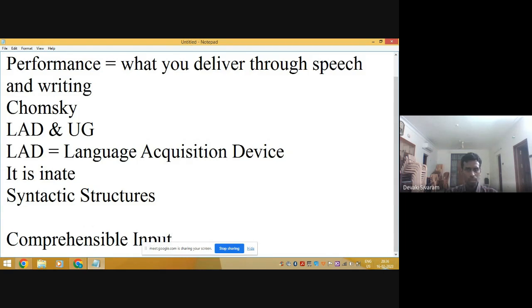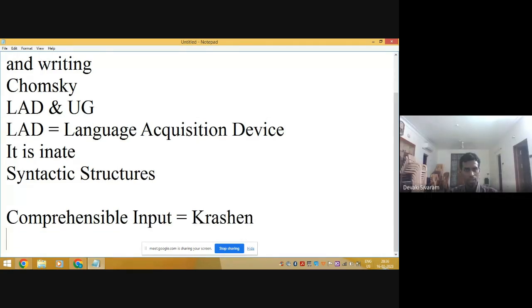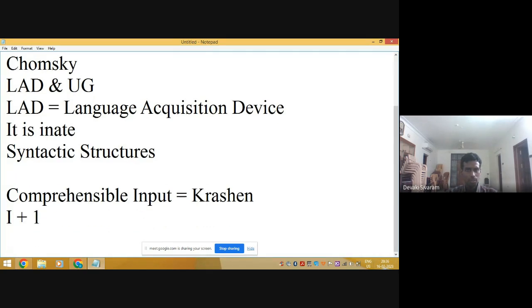with whom do you associate this term? Stephen Krashen. Okay, it is associated with Stephen Krashen. Stephen Krashen, he talks about something called as I plus one. That is his comprehensible input. Say for example, you want to develop the language skills of say 20 teachers working in a college. All right. This is one task.